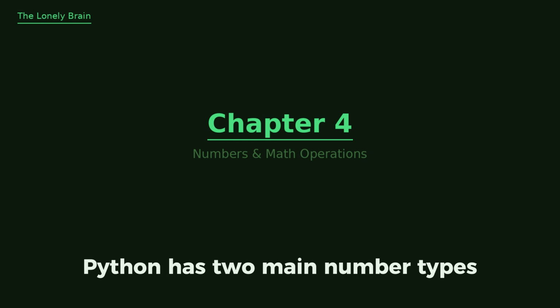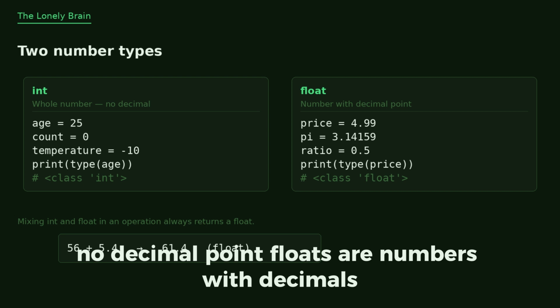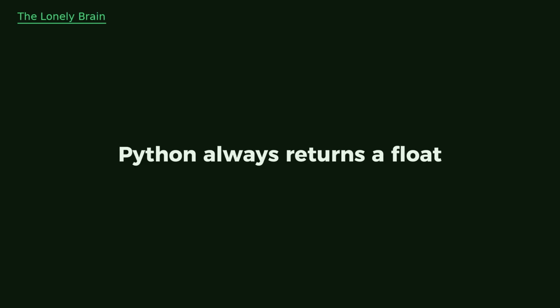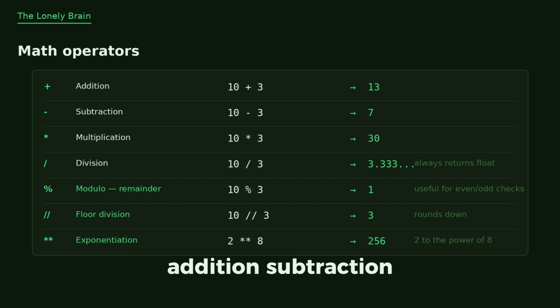Python has two main number types. Integers are whole numbers, no decimal point. Floats are numbers with decimals. When you mix them in an operation, Python always returns a float. Python supports all the standard math operators: addition, subtraction, multiplication, division.